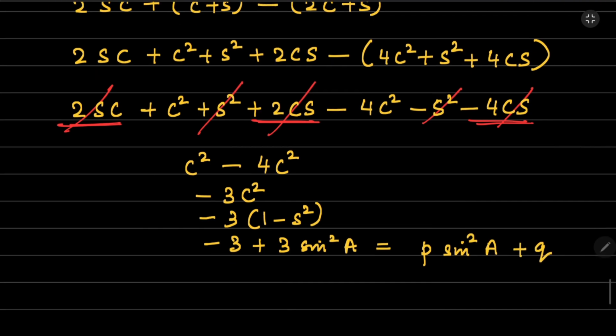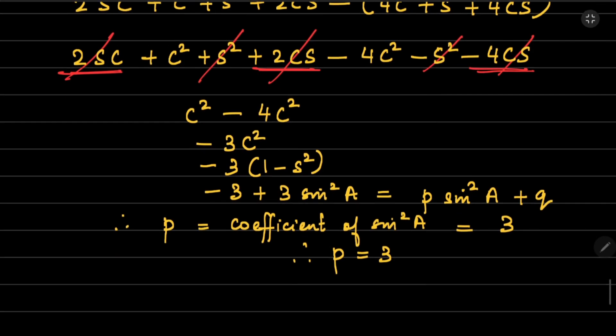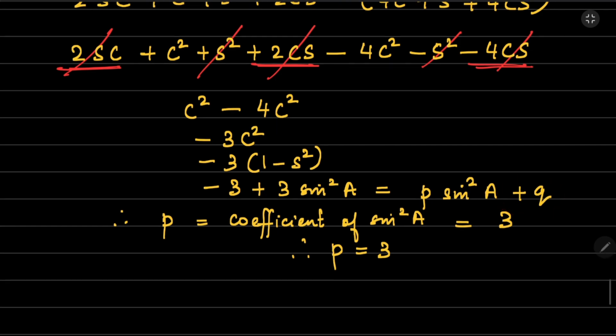So therefore, what is your P? P is nothing but the coefficient of sin square A. So along with sin square A, what is the coefficient here? It's plus 3. So P is equal to 3. What is Q? Q is the other term. Along with the P sin square term, what is the other term? It is minus 3. So you can write Q is equal to minus 3. That's your answer. You have to just find P and Q by comparing.